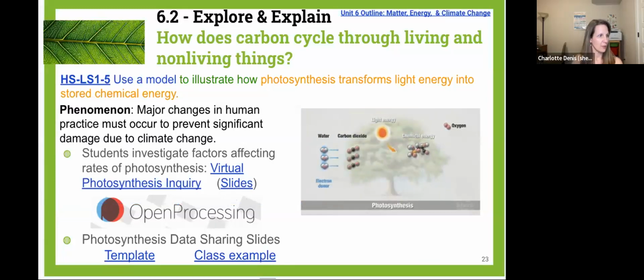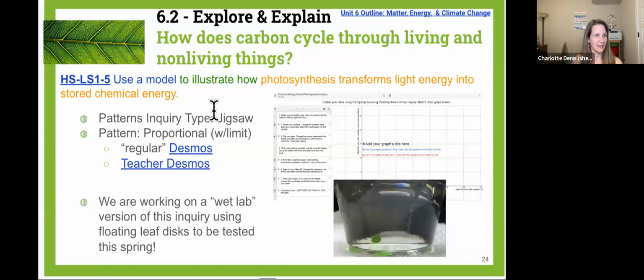So one of the things I wanted to point out about this lab is that it is a jigsaw, and each group is testing something a little bit different. Some are doing light intensity, some are doing CO2 concentration, and others are doing color of light. You can run it with the regular Desmos template, which is represented here, or you can use Teacher Desmos. I know some of you came to the Desmos in Biology webinar that Bradford and I did a couple of months back. And then Jason put a picture in here.